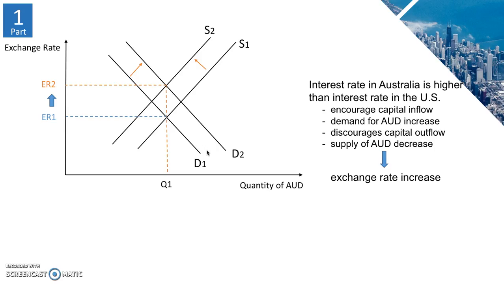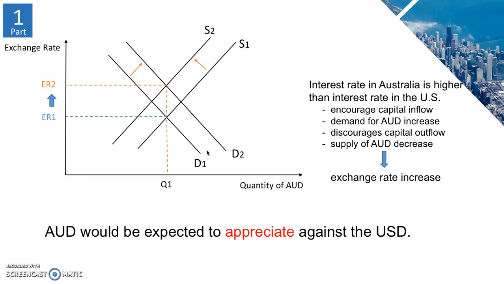Therefore, the higher interest rate in Australia will encourage US investors to invest in Australia and encourage capital inflow. This will lead to demand for AUD increasing. Demand curve shifts to the right. For Australians, people are more likely to invest domestically rather than in the US. It discourages capital outflow and decreases the supply of AUD. Supply curve shifts to the left. As a result, the exchange rate increases. The AUD will be expected to appreciate against the USD.